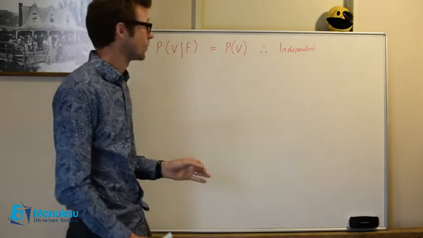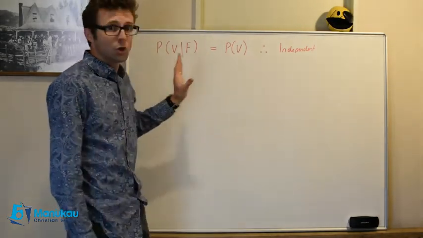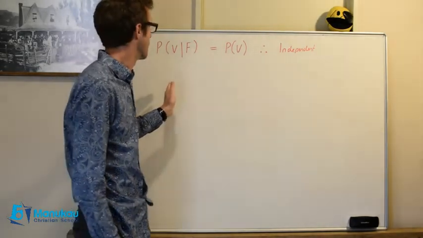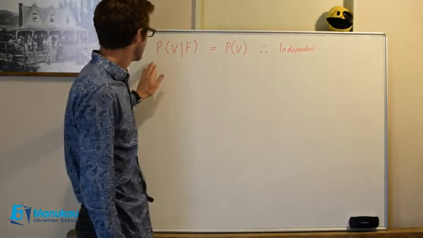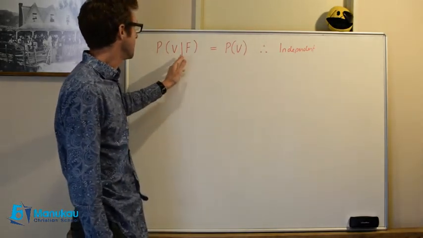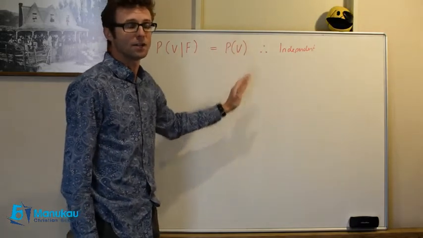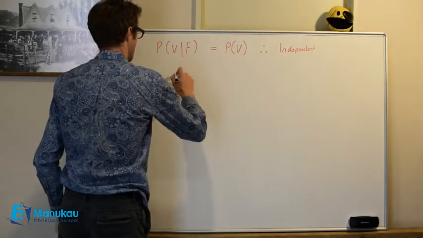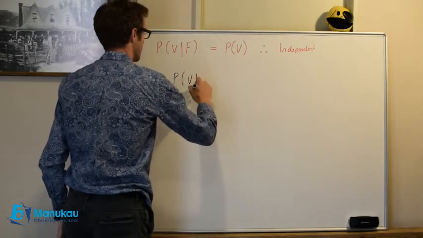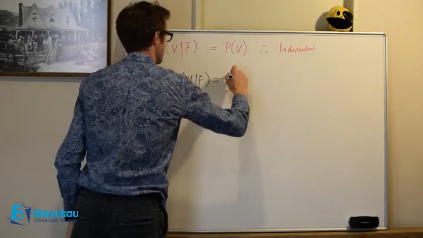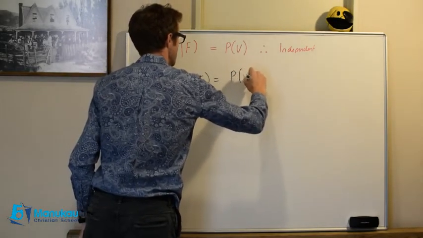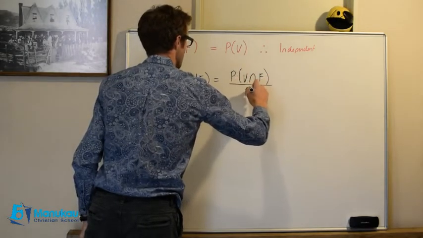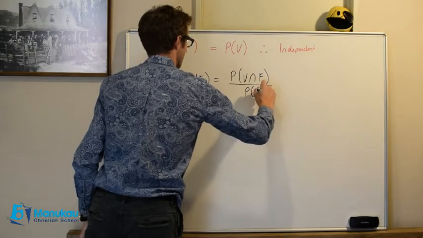Now the test that we use for this is, if two events are independent, so let's call one event F and one event V, if they're independent, the probability of V given F is going to equal the probability of V. Now let's think about why this might be. We know that the probability of V given F is equal to the probability of V intersection F divided by the probability of F.